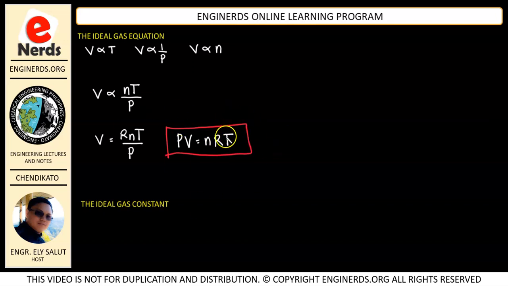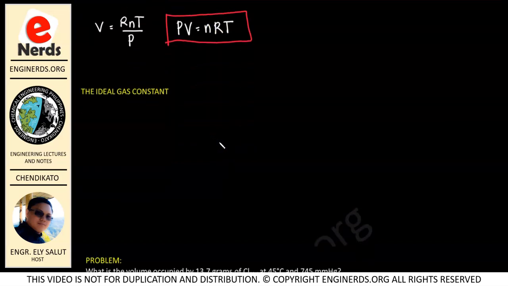Alright, so alam na natin yung ideal gas equation, pero nag-introduce kasi tayo ng proportionality constant R, which is our ideal gas constant. So ano yung value ng ating R? So we're going to write that here for the ideal gas constant. Since hindi natin alam yung value niya, let us isolate our R. So we're going to transpose our n and our T dito sa left side ng ating equation. So we will have R is equal to PV over nT.